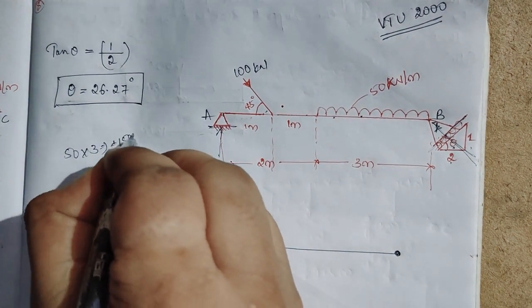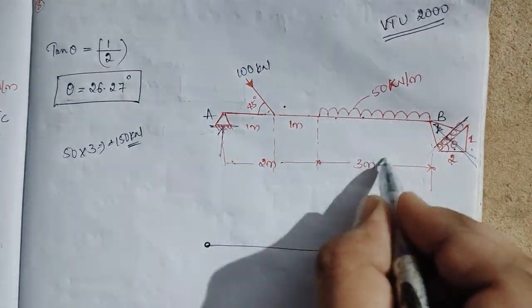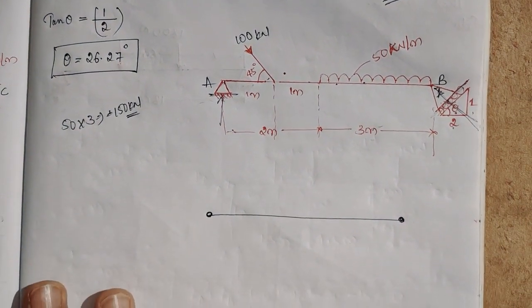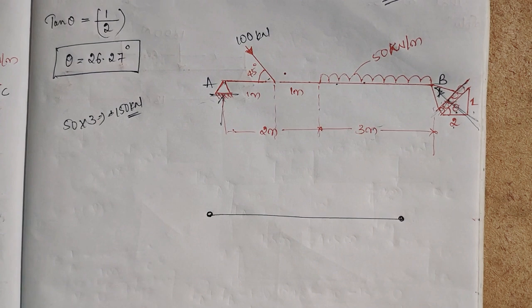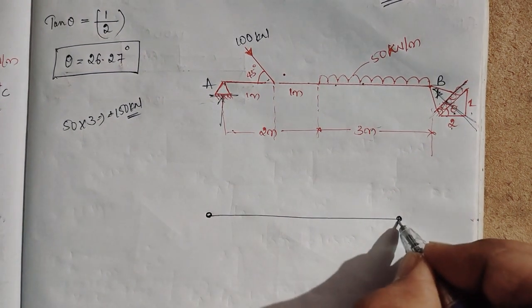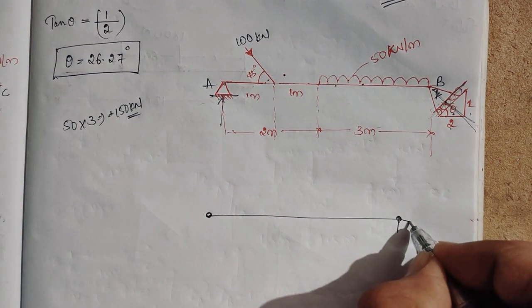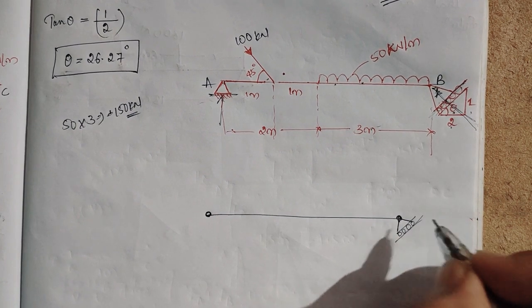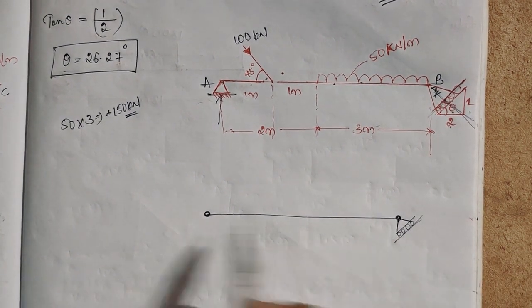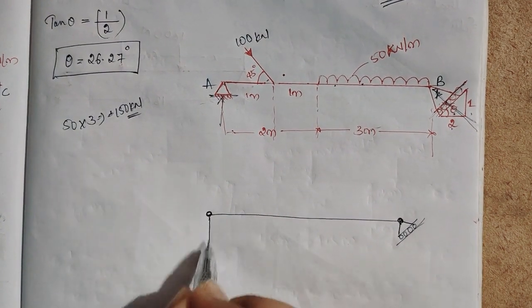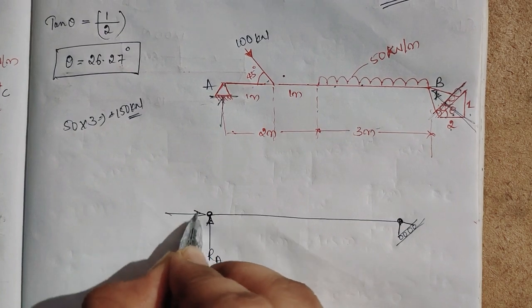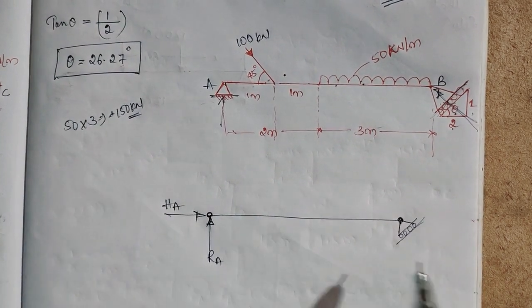150 kilonewton at 1.5 meter from B. Okay, then what? Then nothing. Okay, we can solve the problem. So here this force is roller support, right? Just for instance I am showing. So here no problem, we have hinge, so it is RA and it is HA.